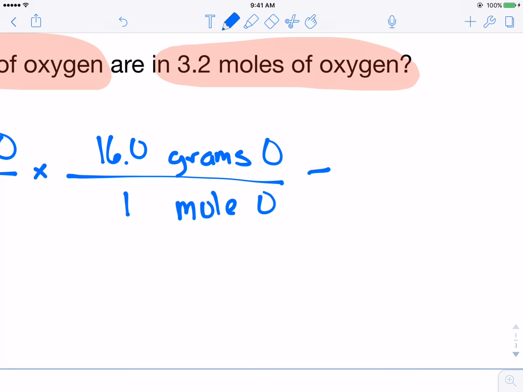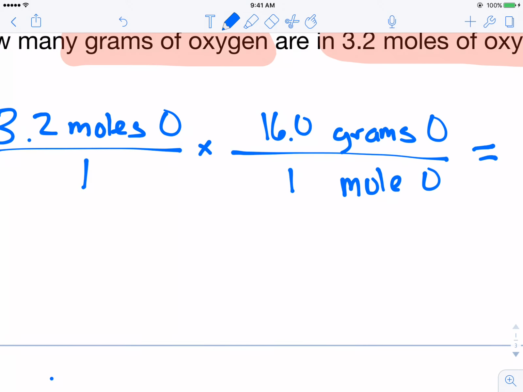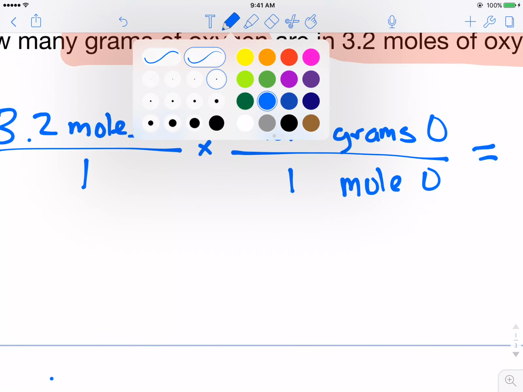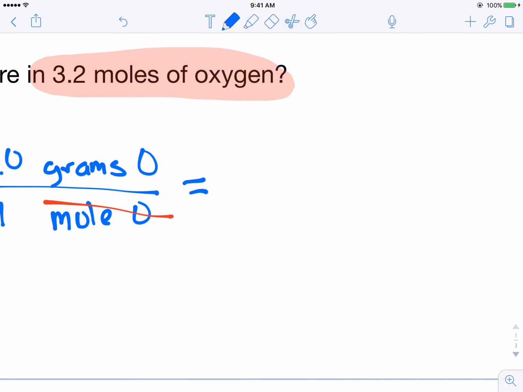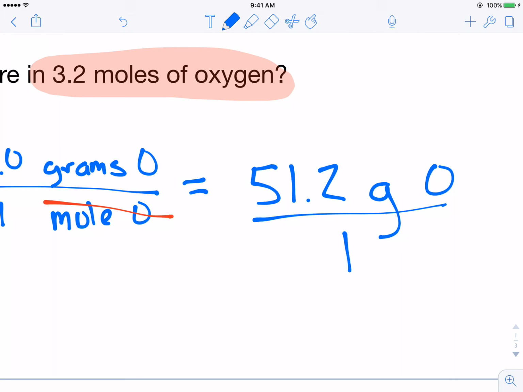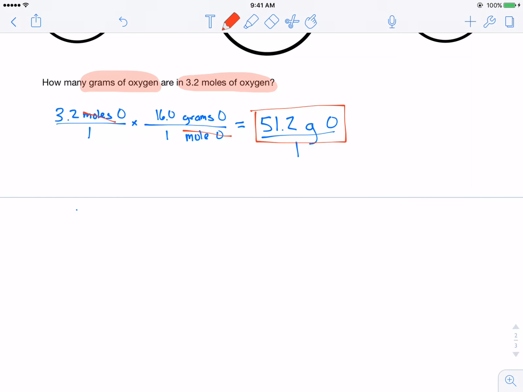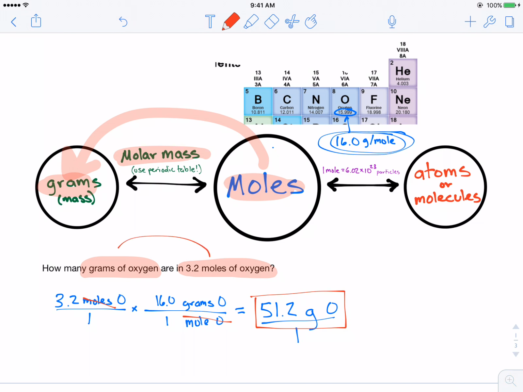And so to figure this one out, I'm going to multiply across the top, multiply across the bottom. And when I do that, my moles of oxygen are going to cancel, and I'm going to be left with grams. So 3.2 times 16.0, I get 51.2 grams of oxygen on top, and on the bottom I get 1. So my answer here is just going to be 51.2 grams of oxygen. So that's how you convert from moles to grams.